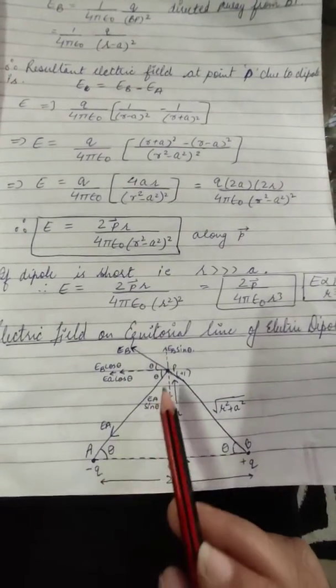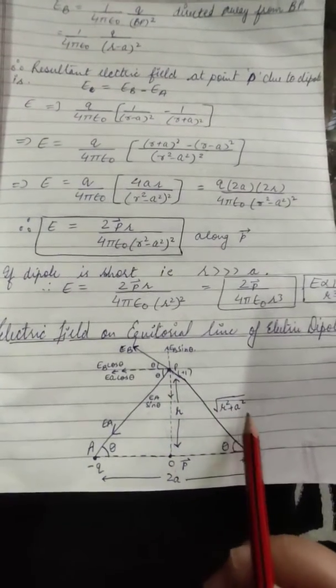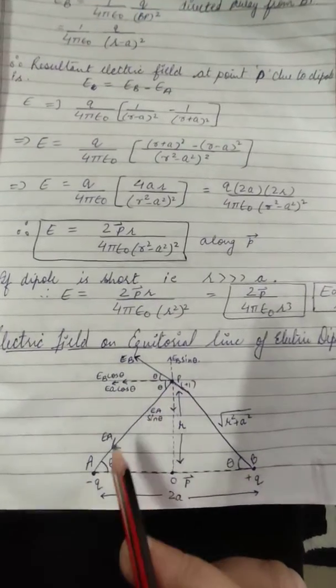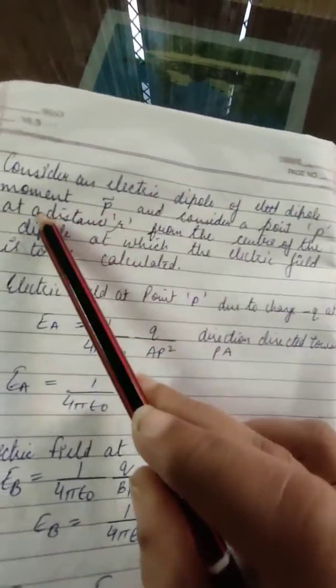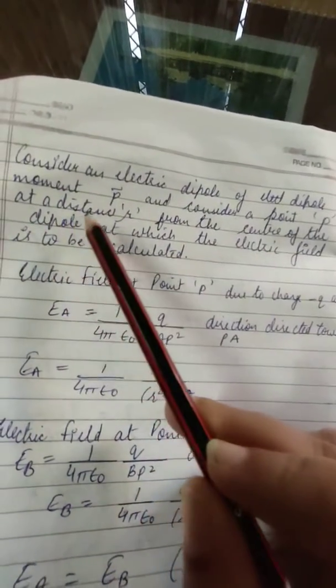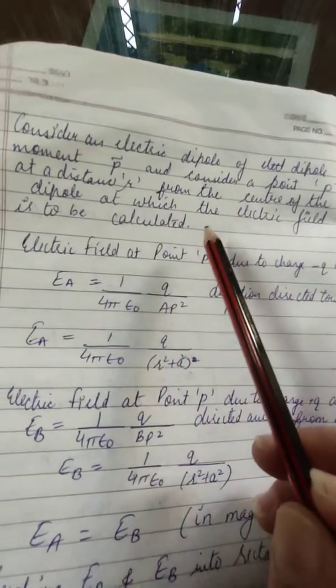So it means we will get the distance from P to B, that is under root of R square plus A square. Similarly the distance from A to P, that is under root of R square plus A square. Now we have to find the proof. Firstly, consider an electric dipole of electric dipole moment p and consider a point P at a distance R from the center of the dipole at which the electric field is to be calculated.